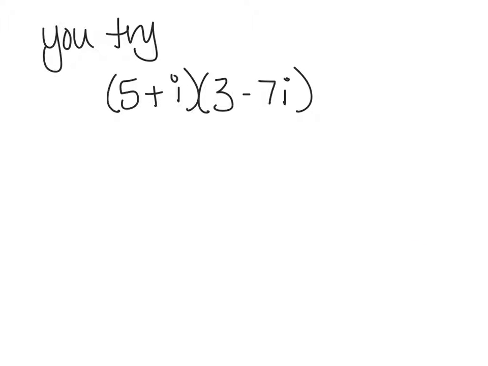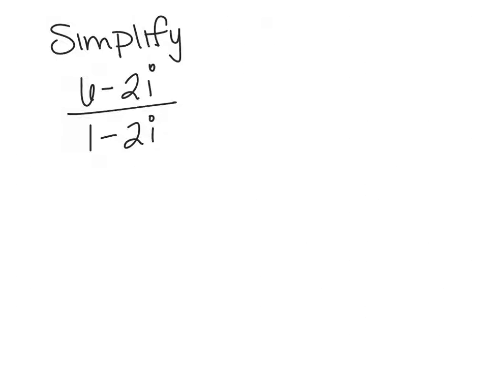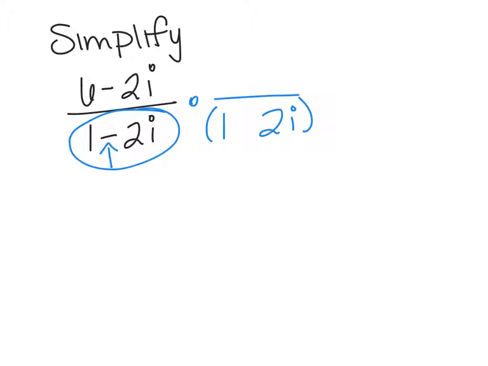You try a problem similar to this. All right, simplify when I have division. Our goal is to get rid of this down here. So I'm going to multiply by what's called the conjugate. The conjugate is exactly the same numbers, but I change the sign from a minus to a plus. So I have the opposite. And what I do to the bottom, I do to the top.